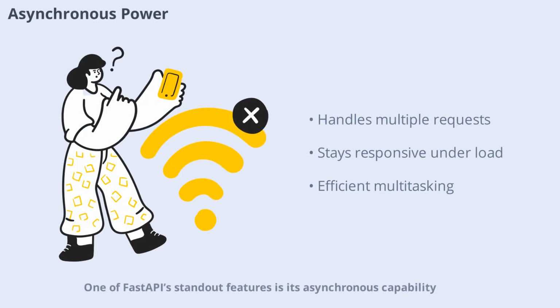One of FastAPI's standout features is its asynchronous capability. Picture our receptionist being able to help several people at once without getting flustered. FastAPI can handle multiple requests simultaneously, making it perfect for busy apps with lots of users. This means your app stays responsive even under heavy traffic. Asynchronous programming is a game changer, allowing your backend to multitask efficiently and deliver a smooth experience to every user.